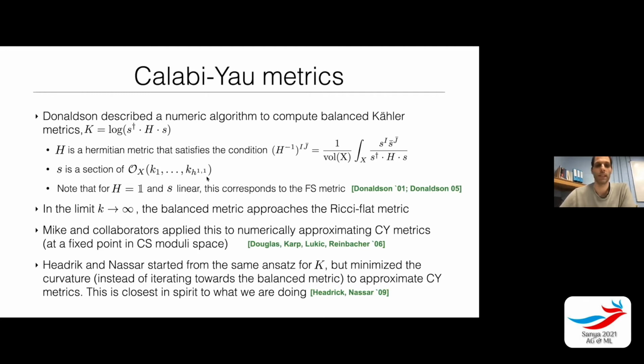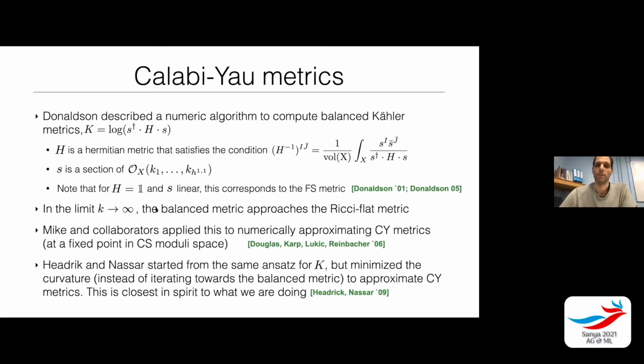So in the simplest case, for the quintic, you just take O(1). So you just take linear monomials for S, and you take H to be the unit matrix. And in that case, you would get the Fubini-Study metric. And then, of course, this would be in the ambient space, and then you can just pull it back onto the Calabi-Yau.